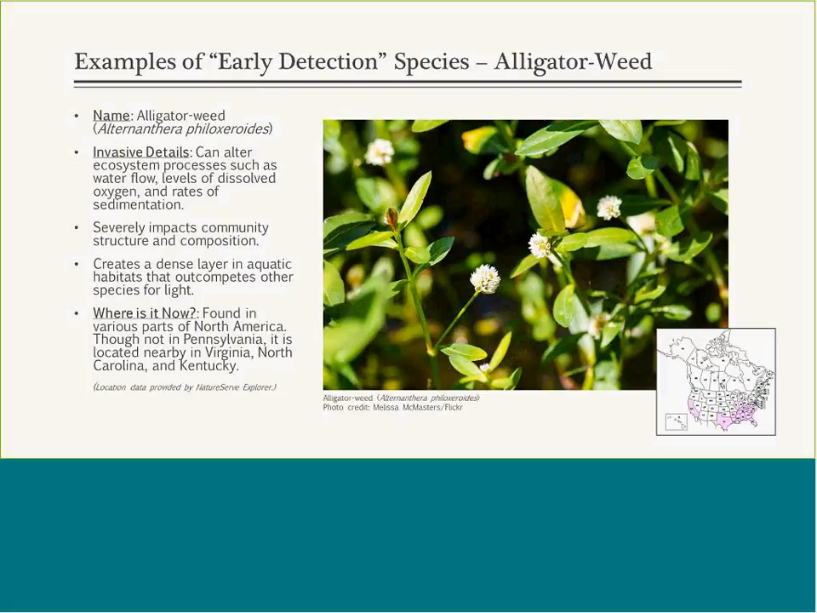So where is it now? It is found in a bunch of different parts of the country, and it's not in Pennsylvania. It is nearby. It's been found in Virginia, North Carolina, and Kentucky. So again, this one is pretty close, and it definitely has the opportunity to come into Pennsylvania. And if it's found, we definitely want to know about it. Sending a report to iMap is a good thing to do because that will then be transferred over to the appropriate people who would want to know about it and be able to take action.